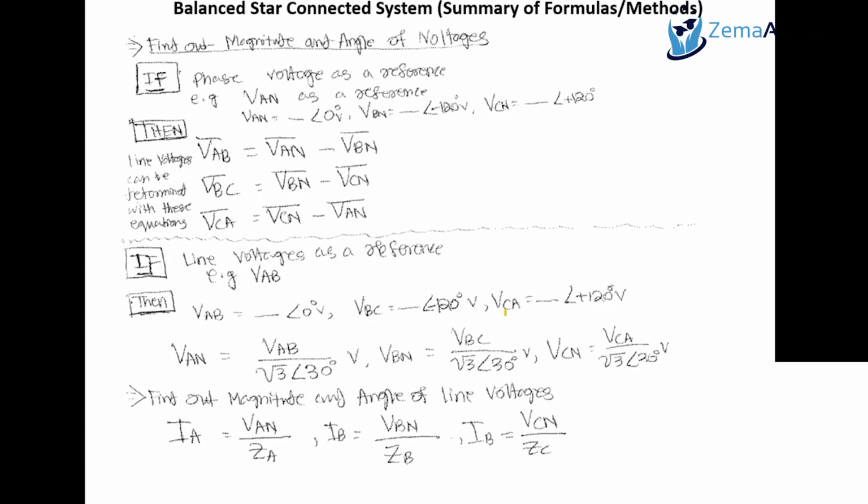So how to calculate the phase voltages? You are not going to use this approach. We are going to use this approach. So that would be VAN is equal to VAB divided by square root 3 with angle of 30 degree. Same thing. So we are going to divide by square root 3 with the angle of 30 degree to calculate VAN, VBN, VCN from VAB, VBC and VCA respectively.